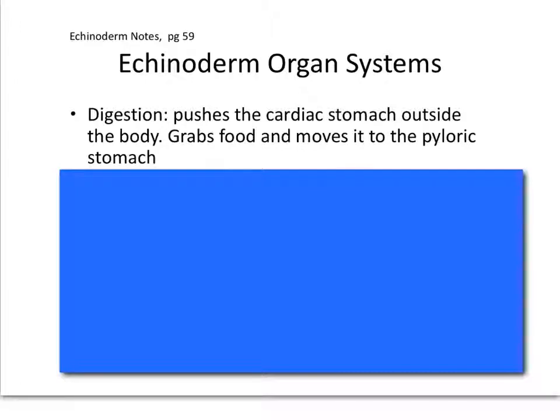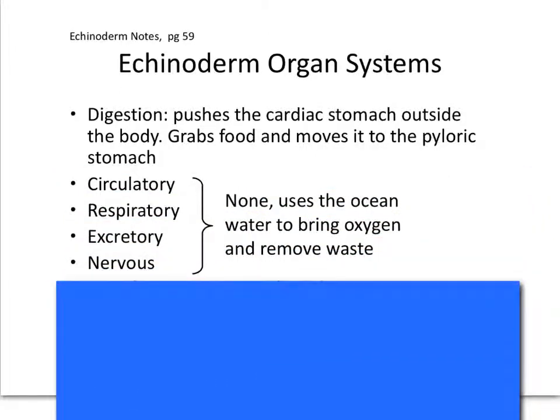And to end with, we'll talk about some of the organ systems of echinoderms. One thing that's fairly unique about these guys is their digestive system. They actually have 2 stomachs, a cardiac stomach and what's called a pyloric stomach. Basically, the sea star can push the cardiac stomach outside of their body and then grab onto some food and then pull it into the pyloric stomach to do the digestion. So if they were going to pry open their favorite food, like a mussel, they could pry open just a little bit and then push that stomach in and start the digestive process outside of their body.